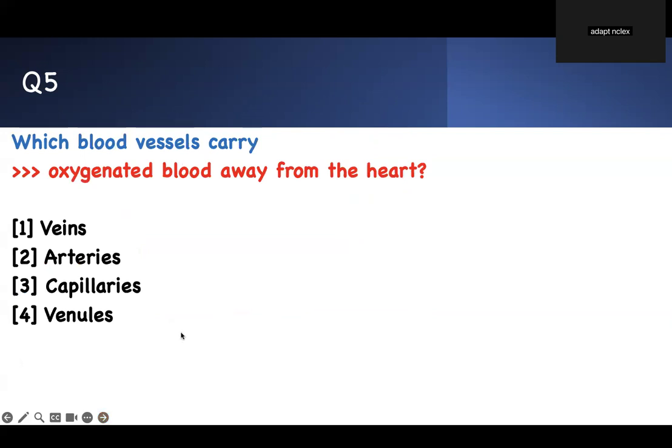Number three. Which blood vessel carries oxygenated blood away from the heart? Keyword: oxygenated. Oxygenated blood is usually red, right? It has oxygen. It's not dark. The only oxygenated blood in a vein is in the pulmonary vein. This is generalized. It said oxygenated blood away from the heart.